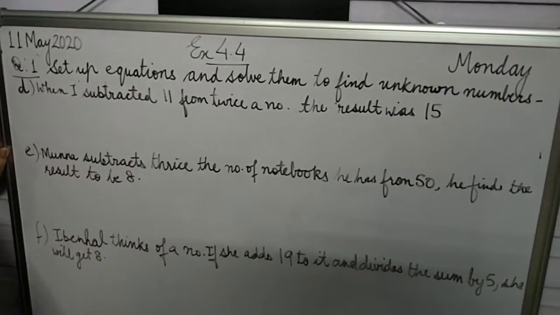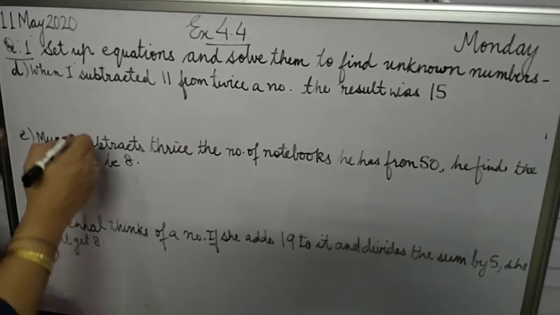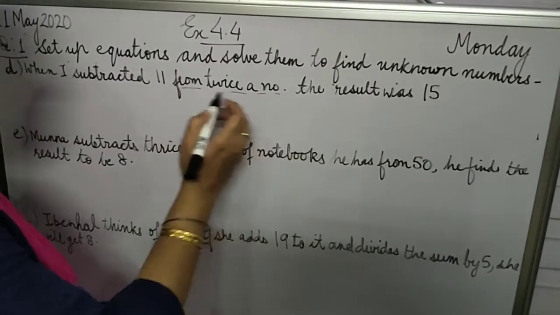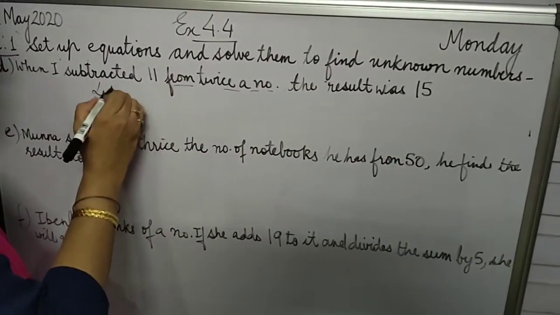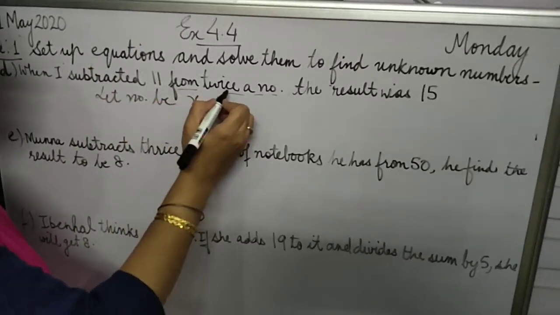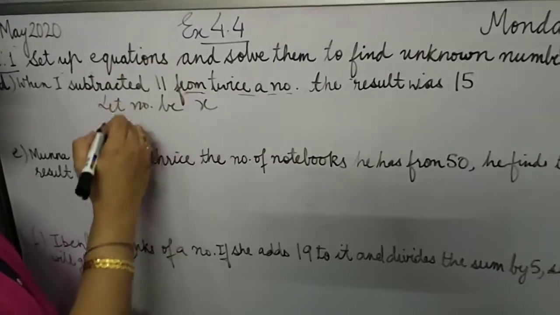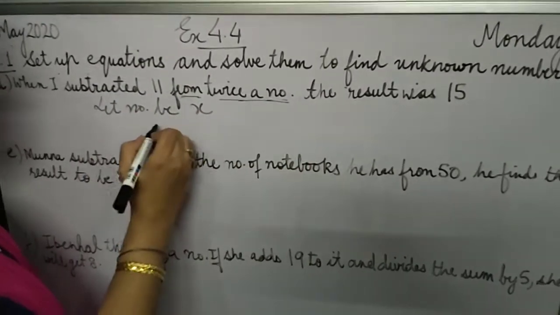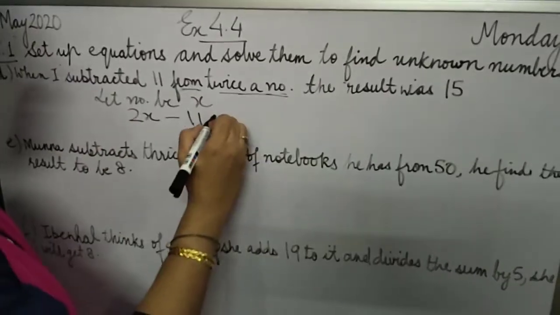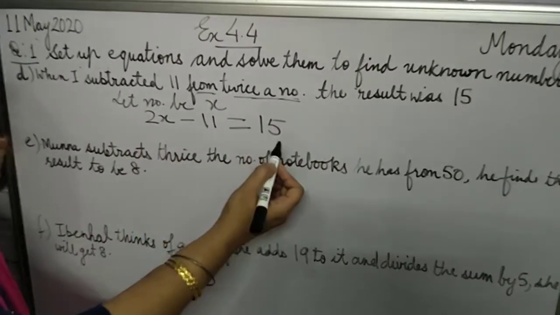Now for the rest of the parts of question number 1, I'll be only making the equations and you will solve the equations yourself. Now D part is: when I subtracted 11 from twice a number, the result was 15. Let the number be x. Now whenever we are talking of subtraction, always whatever is after from comes at the first place. So twice a number, that means 2x. Subtracted 11, that means 2x minus 11. The result means is equal to what? 15. So our equation comes out to be 2x minus 11 equal to 15.